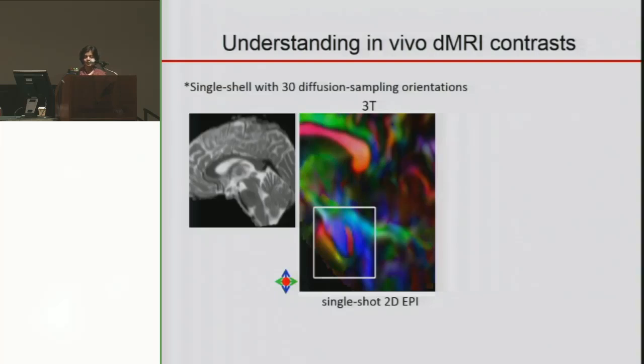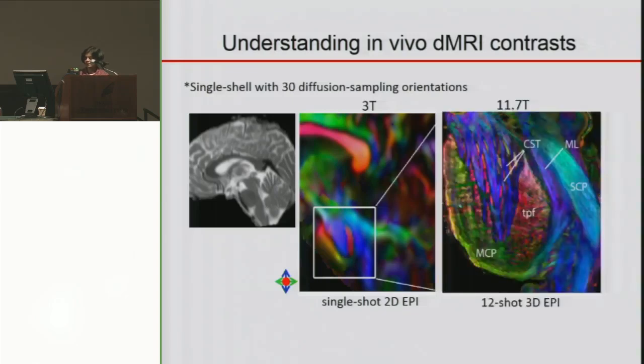So why is this useful and why bother? Diffusion contrasts in the postmortem brain can also help us to better understand in vivo diffusion MRI contrasts. For example, here I've shown an in vivo image, which is acquired on a clinical scanner at 3 Tesla. And if you look at the postmortem image of the brainstem acquired at 11.7 Tesla, we can clearly identify the major white matter tracts in the brainstem. And also here we can differentiate these subtle differences in their orientations.